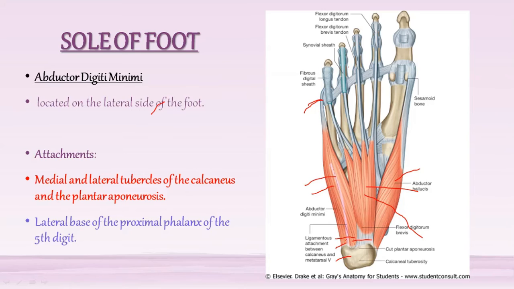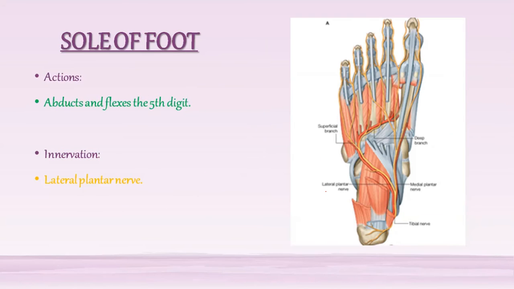Now the two muscles which are present on the medial side, that is abductor hallucis and flexor digitorum brevis, are supplied by the medial plantar nerve, whereas the abductor digiti minimi is supplied by the lateral plantar nerve, and as the name indicates, it abducts and flexes the fifth digit.